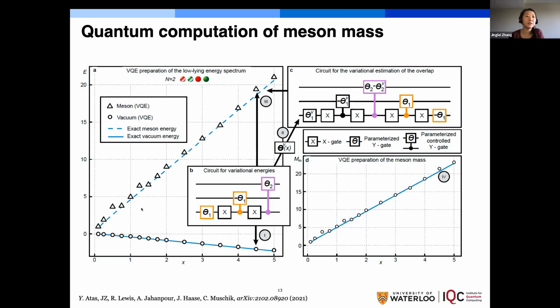And again, you can compare it against the blue line, which is the ED value, and we find the vacuum energy, the meson energy, and finally in this plot we show the mass, so just the difference of the two. And also in this case, you can see quite good agreement. Okay, so this is the computation of the mass of the meson and the baryon.